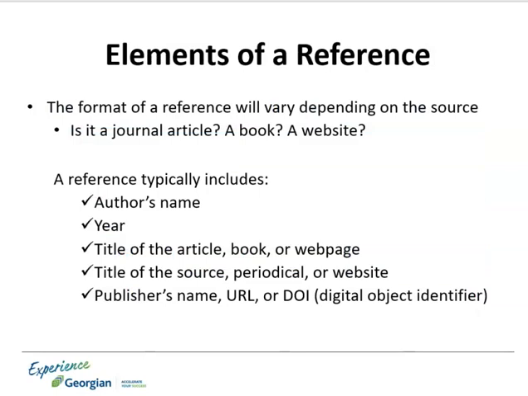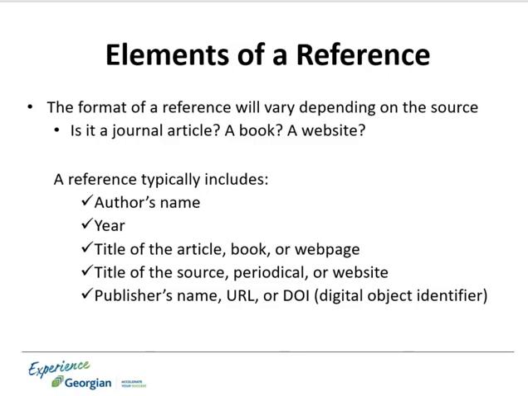According to the 6 steps of the APA process, once you have identified a source of information to use in your paper, you need to create a reference for it. The format of your reference will vary depending on the source of information you are using. It can be helpful to identify your source first. For instance, are you looking at a book, a journal article, or a website? These are the types of sources most commonly used for academic papers.